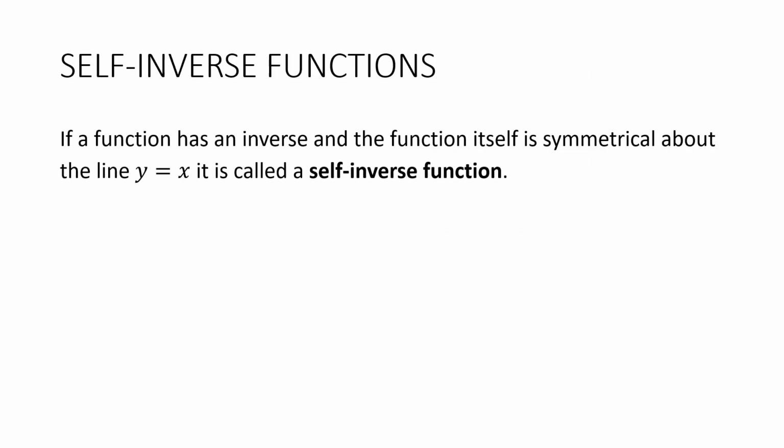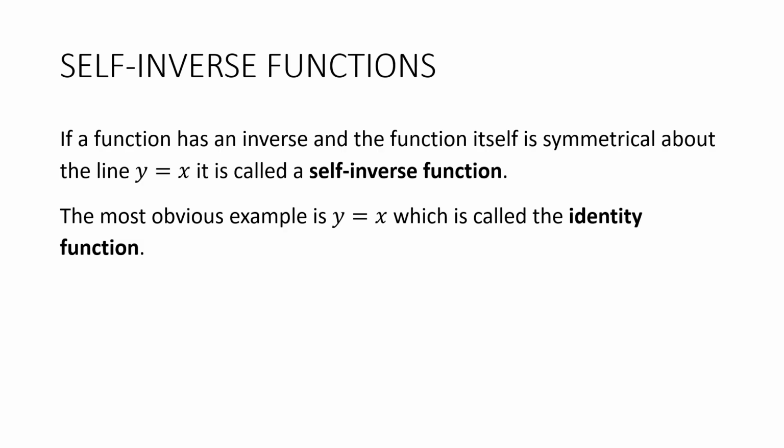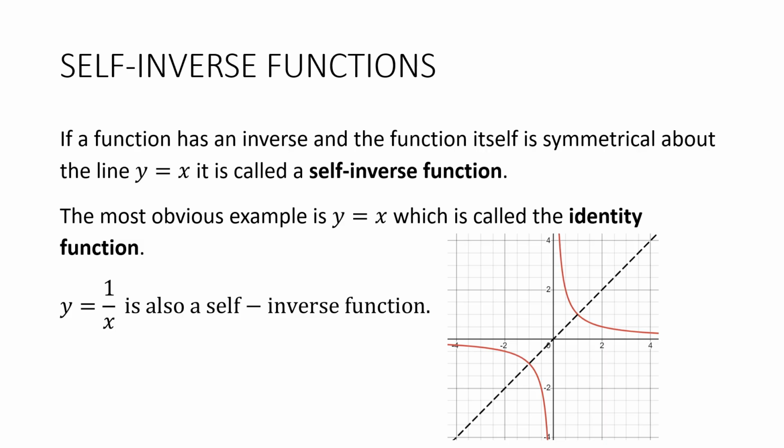Now there's such a thing as a self-inverse function. And that's where we do the inverse and we end up with what we started with. If a function has an inverse and the function itself is symmetrical about the line y equals x, then it's called a self-inverse function. Now the most obvious example is y is equal to x, and that's called the identity function. But y equals 1 on x is also a self-inverse function.